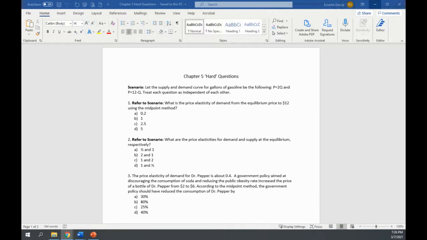So we'll be solving number 2 from chapter 5, hard questions. Number 2 tells us to refer to the scenario. The scenario states, let the supply and demand curve for gallons of gasoline be the following: P equals 2Q and P equals 12 minus Q. Treat each question as independent of each other. So number 2 reads, what are the price elasticities for demand and supply at the equilibrium, respectively?